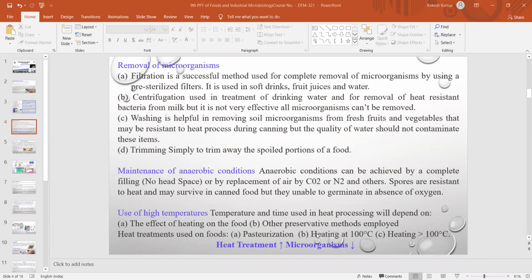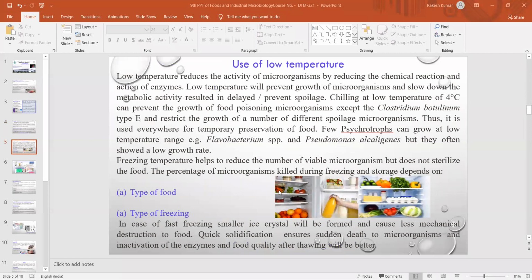Now, pasteurization generally uses heating at 100 degrees centigrade, or heating at more than 100 degrees centigrade is generally applied in the preservation system of different food items. So if you increase the heat treatment, automatically the number of microorganisms will decrease in any food item. It is a thumb rule. So it is mentioned here.